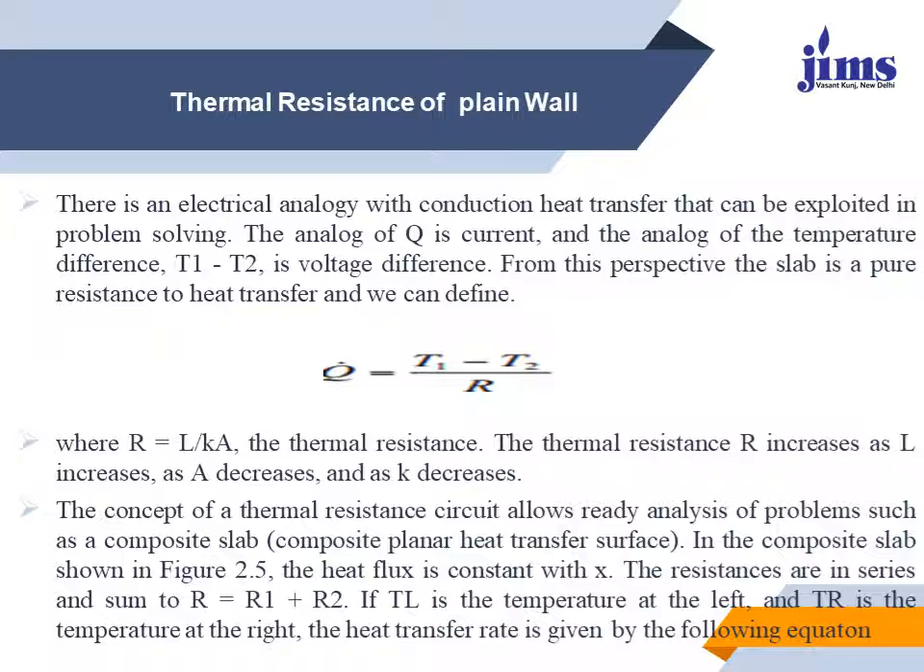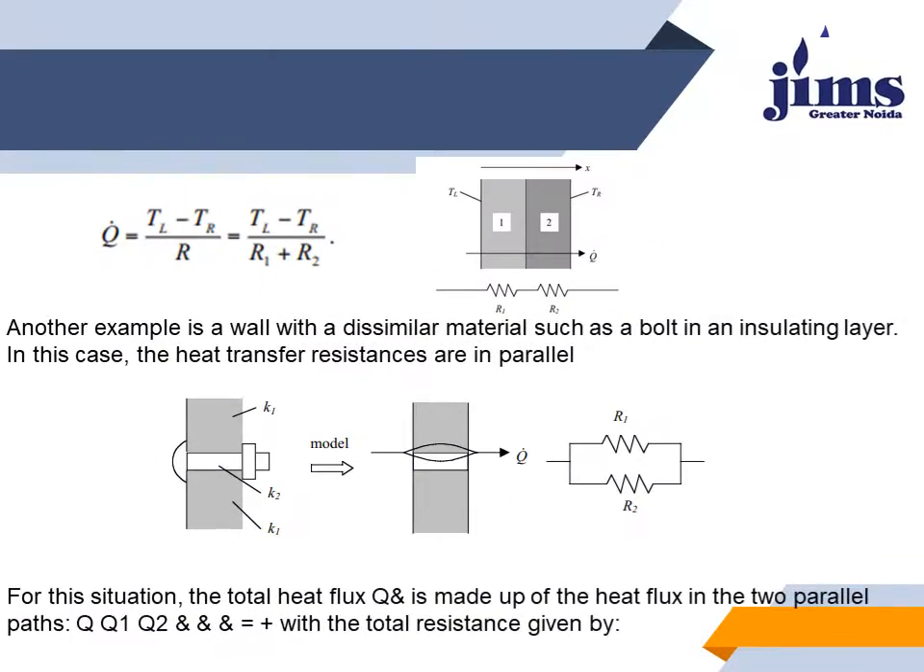The resistances are in series, and the total resistance R is equal to R1 plus R2. If TL is the temperature at the left surface and TR is the temperature of the right surface, then the heat transfer rate is given by the following equation: Q is equal to TL minus TR divided by R, or TL minus TR divided by R1 plus R2.